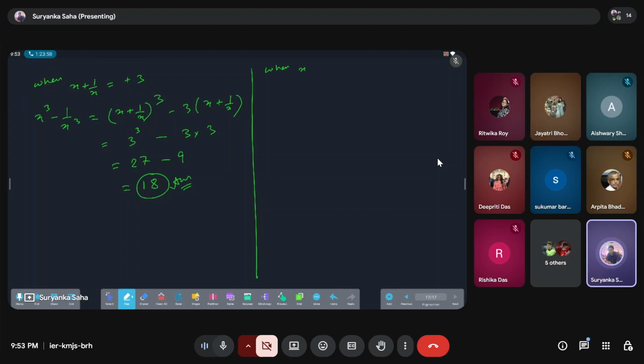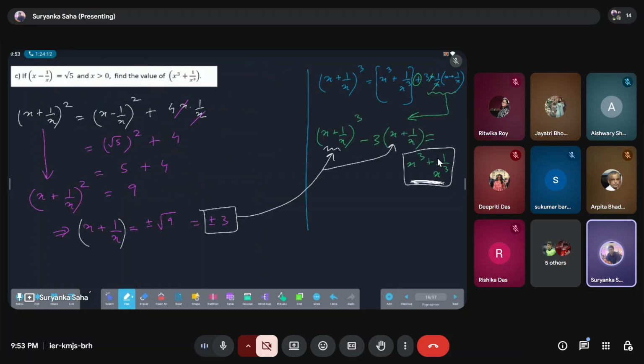x greater than 0, yes, let me see, x is greater than 0. Yes, that you can say. That is a good observation. If it is given x is greater than 0, then x plus 1 by x value will not be... yes, x is greater than 0, so x is positive. So positive number, 1 by positive number. So yes, correct, good observation. So there will be a change.